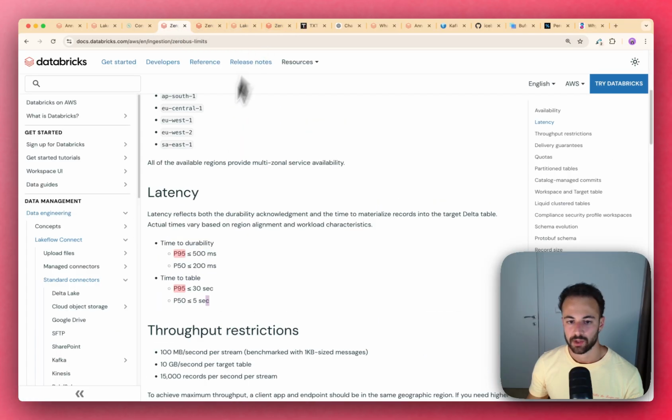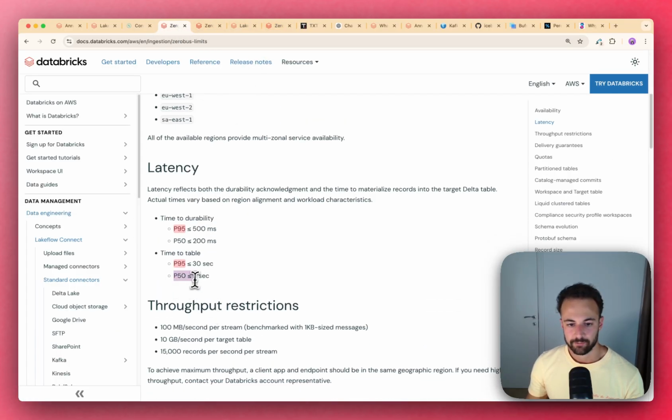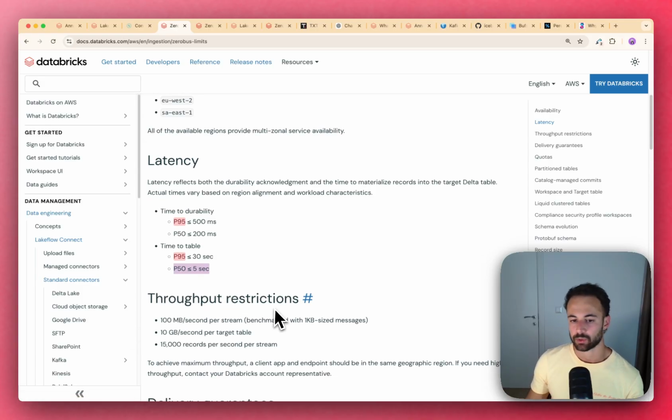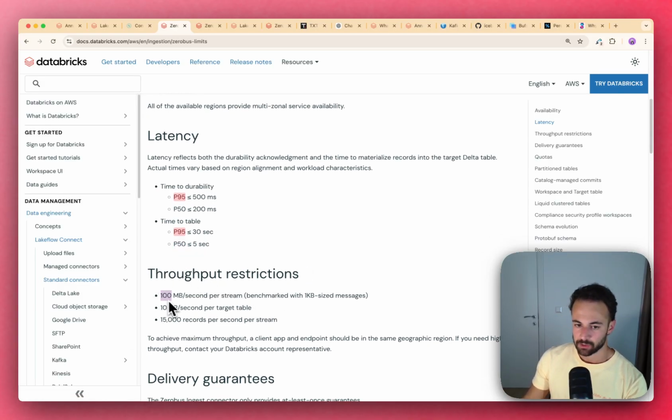All right, P50 is less than 5 seconds time to table. Now that sounds pretty good. If in most cases you can write to Zerobus and it's in the table after 5 seconds, I think any data analyst will be happy with that. Throughput restrictions, 100 megabytes per second per stream. This is benchmarked with 1 kilobyte size messages. So that's one stream, meaning one client connected can do as much as 100 megabytes. That sounds pretty fair. 10 gigabytes a second per target table. Again, sounds very good. That's super awesome.